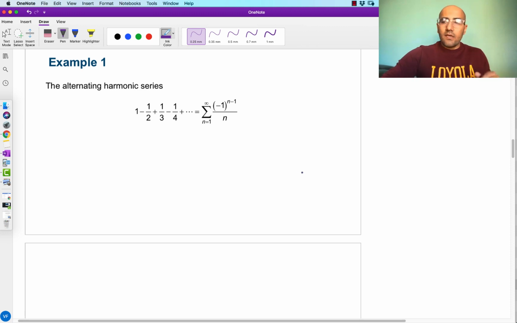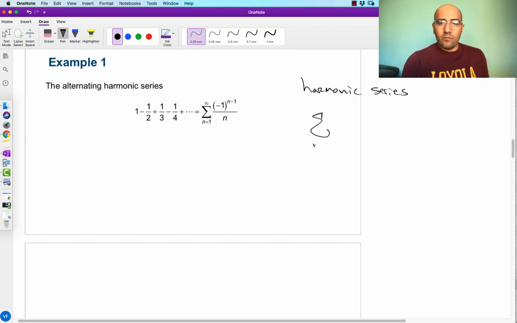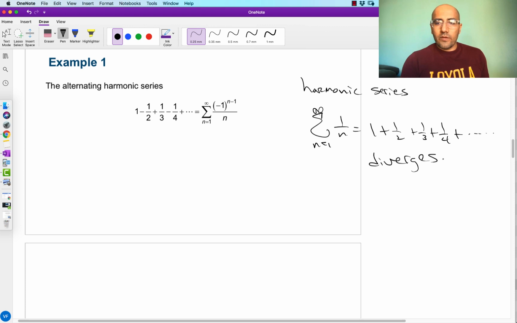A very famous series. Again, let me refresh your memory that the harmonic series, which goes from 1 to infinity of 1 over n, which is 1 plus 1/2 plus 1/3 plus 1/4 plus dot dot dot, diverges. It's a very famous series that diverges. And this is the example we use to show that just because the sequence values converge to 0 is not good enough. It's necessary but not sufficient to prove that a series converges.